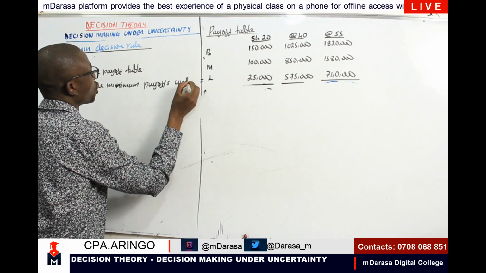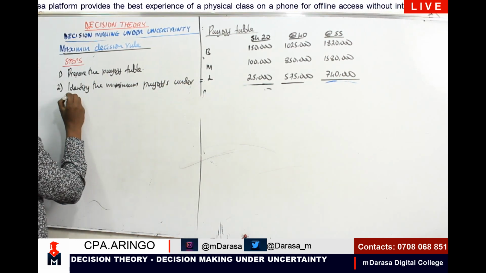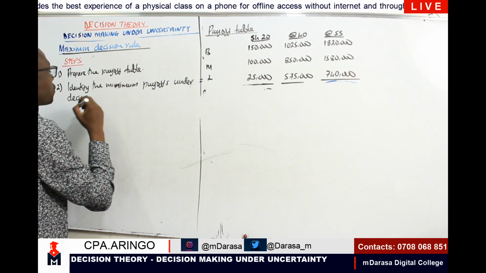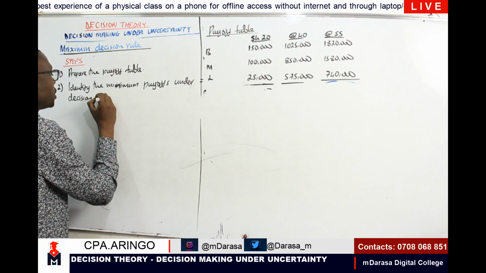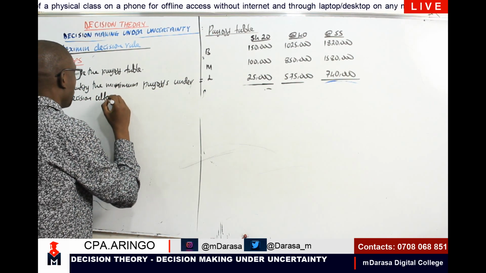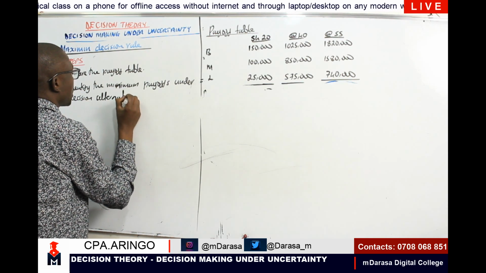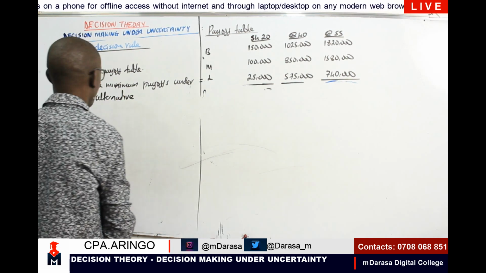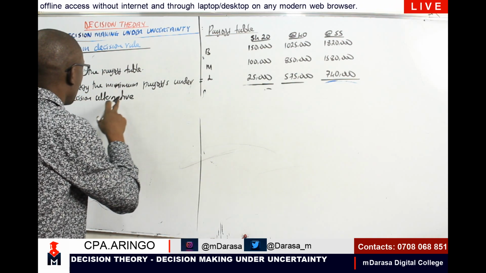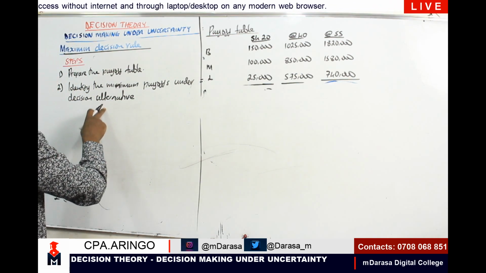under each decision alternative. Identify the minimum payoffs under each decision alternative. We're saying that you need to identify the minimum payoffs under each decision alternative.